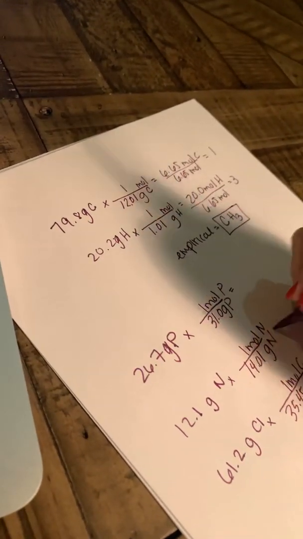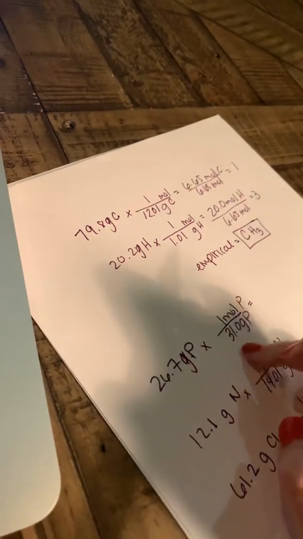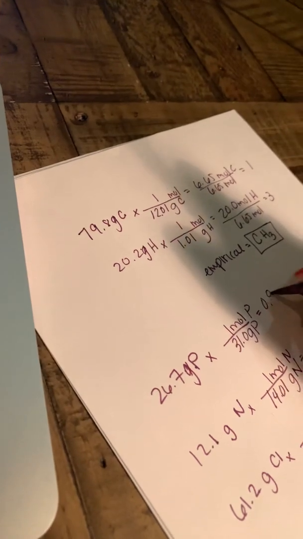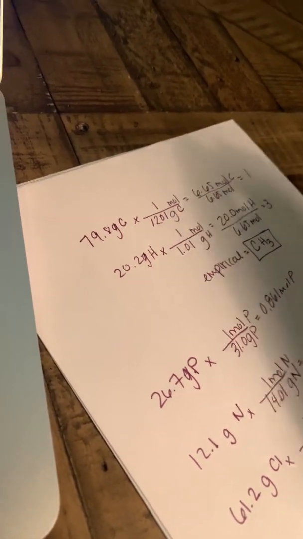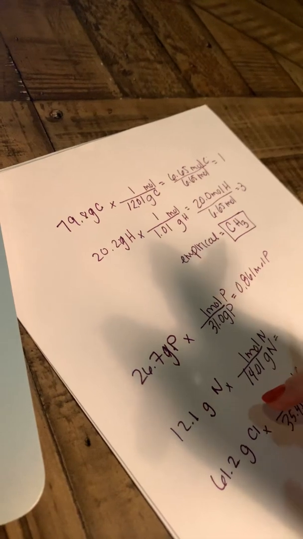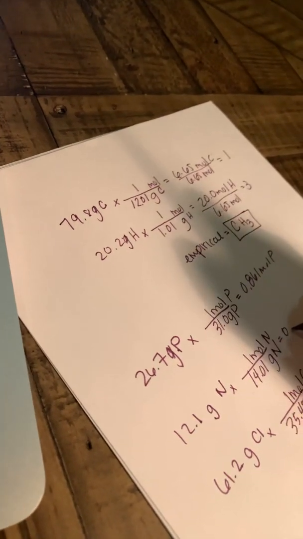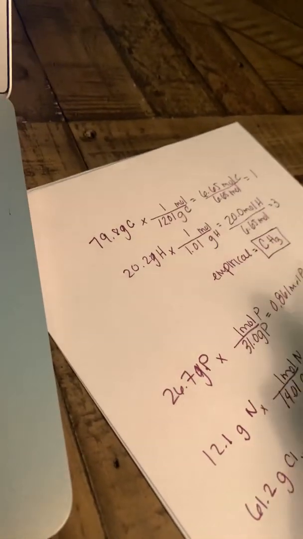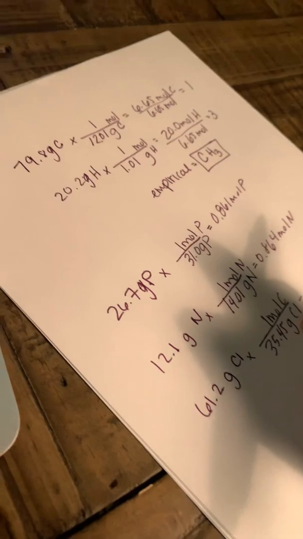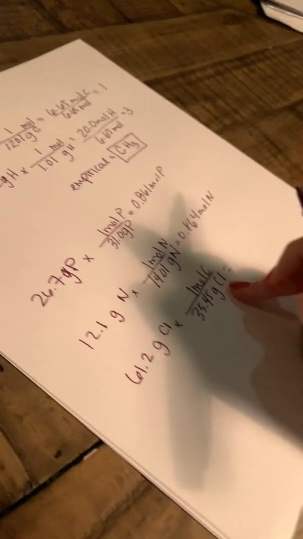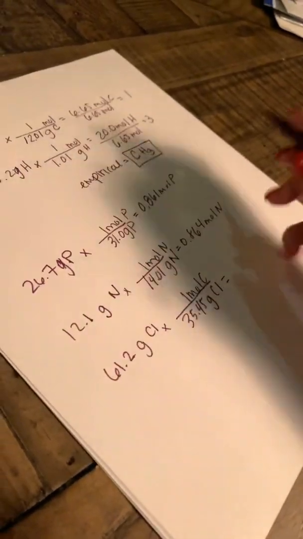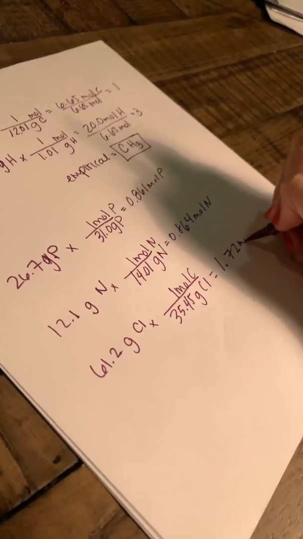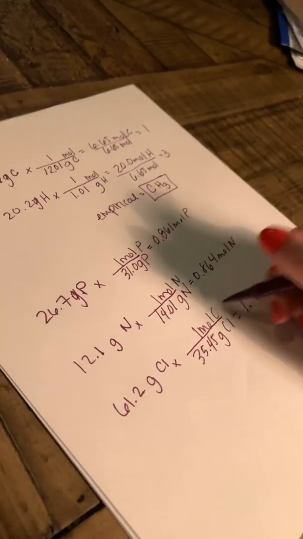Right? So this means you divide. So 26.7 divided by 31, you should get 0.861 moles of P. 12.1 divided by 14.01, you get 0.864 moles of nitrogen. And then your last one is your chlorine. So 61.2 divided by 35.45, you should get 1.72 moles of chlorine.